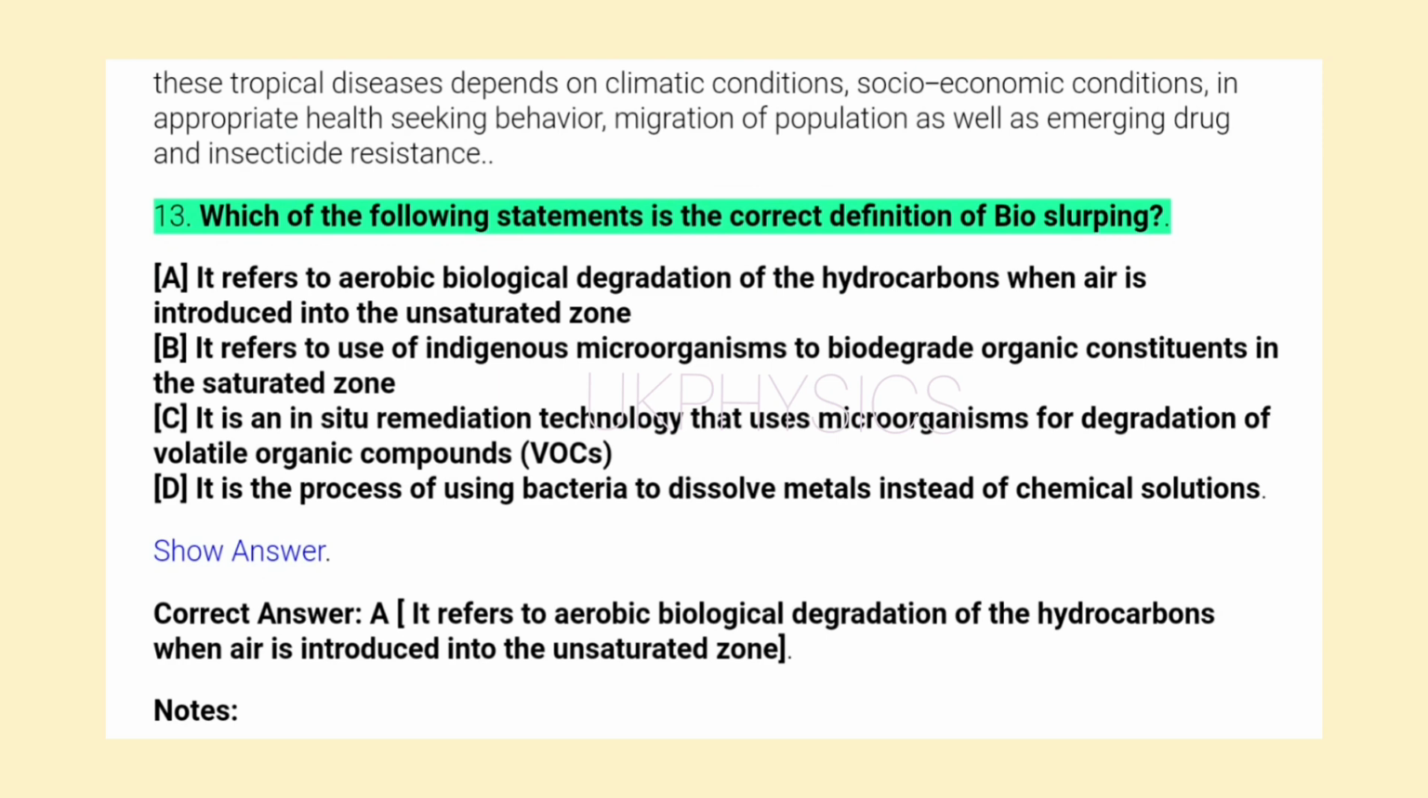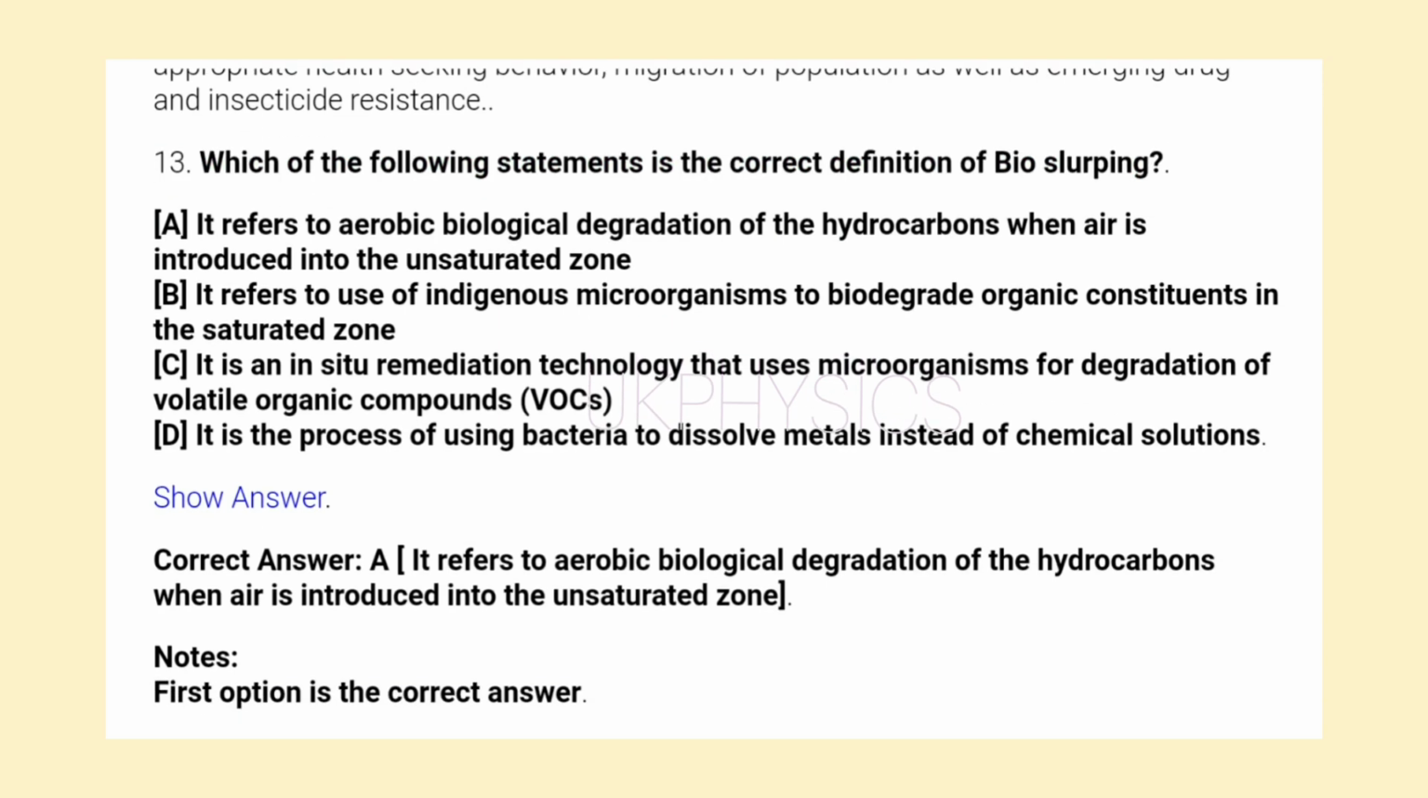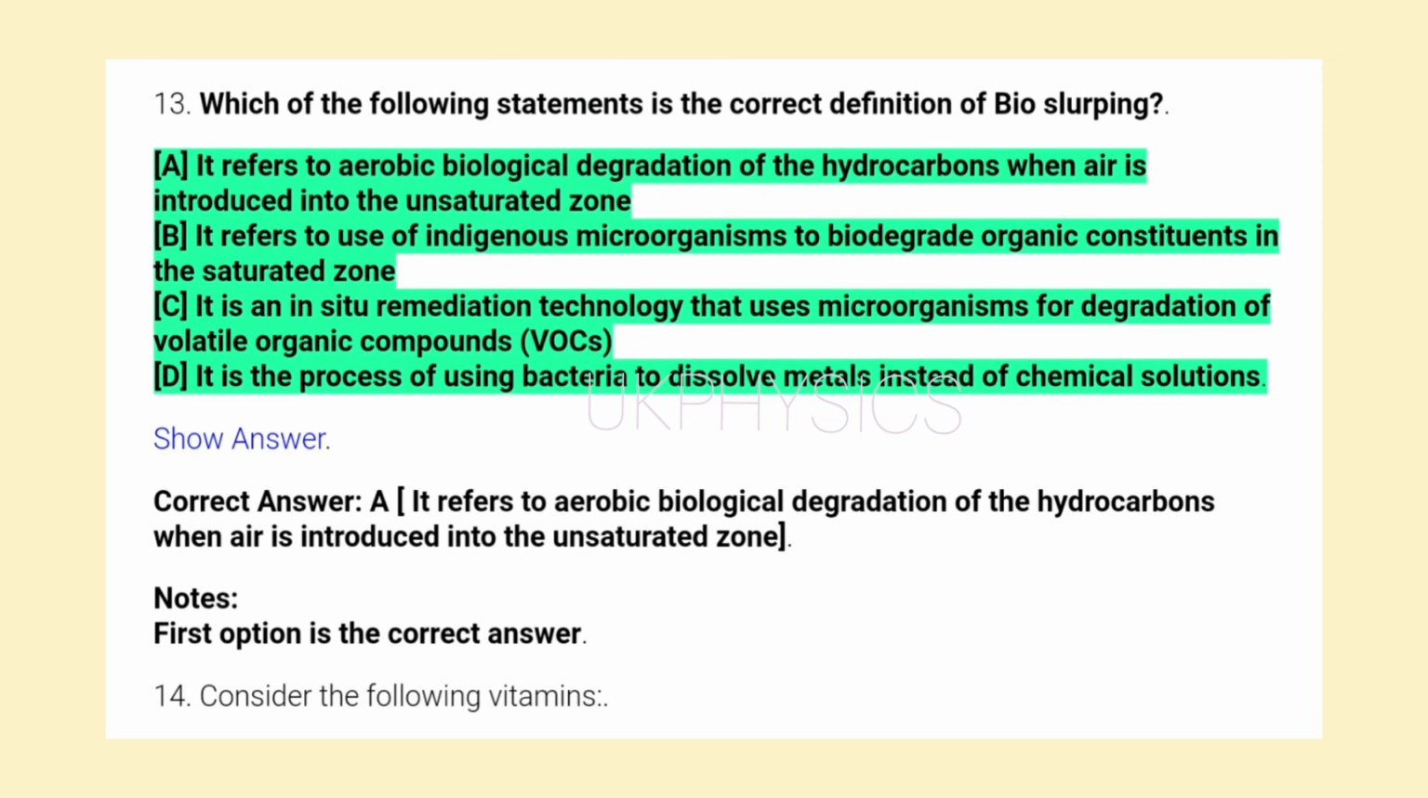13. Which of the following statements is the correct definition of bioslurping? A. It refers to aerobic biological degradation of the hydrocarbons when air is introduced into the unsaturated zone. B. It refers to use of indigenous microorganisms to biodegrade organic constituents in the saturated zone. C. It is an in situ remediation technology that uses microorganisms for degradation of volatile organic compounds, VOCs. D. It is the process of using bacteria to dissolve metals instead of chemical solutions.